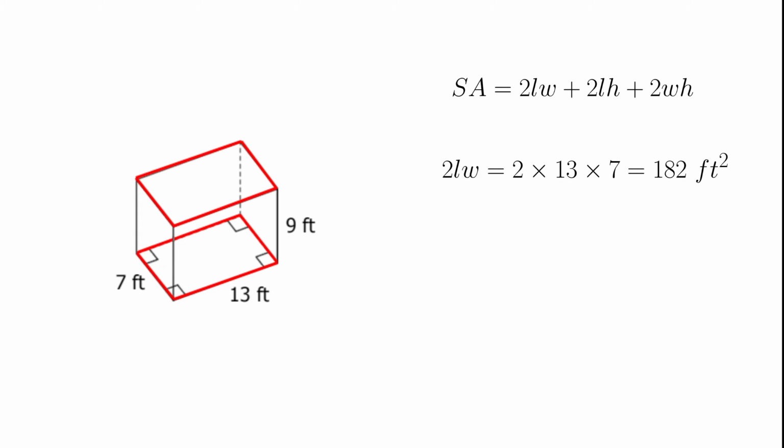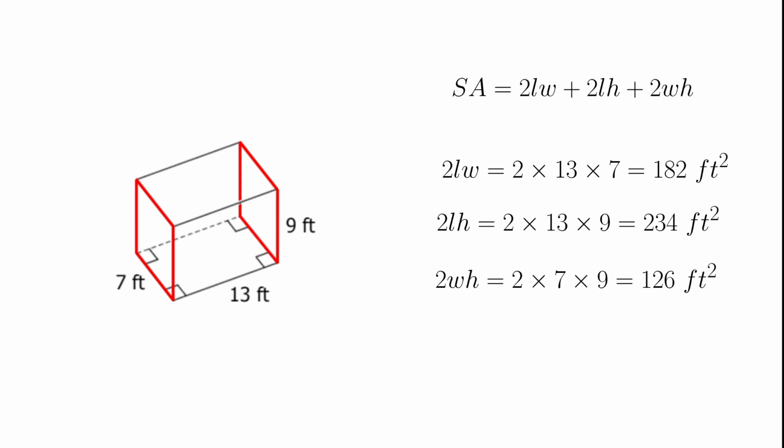For our first set, here's our area. This is the area of the second set and the area of the third. When we add them together, we find the sum of the areas to find the total surface area, which is 542 feet squared.